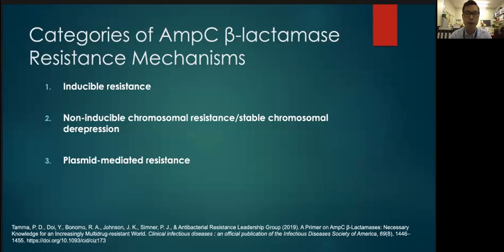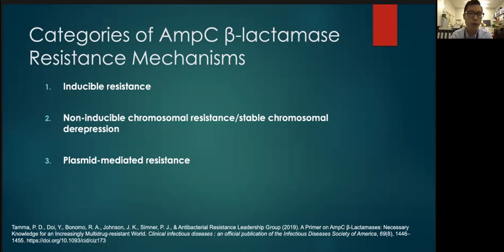AmpCs can be produced by a variety of Enterobacterales organisms and by one of three mechanisms. Firstly, there can be inducible resistance through chromosomally encoded AmpC genes. That can be demonstrated in Enterobacter cloacae, Serratia marcescens, Citrobacter freundii. The second mechanism is non-inducible chromosomal resistance, also known as stable de-repression, due to mutations in AmpC regulatory genes, for example in E. coli and Shigella species. And thirdly, plasmid-mediated resistance, which can be commonly found in E. coli, Klebsiella pneumoniae or Salmonella species.